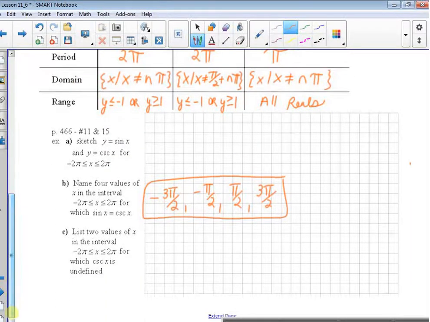And then list 2 values for which cosecant x is undefined. Well, there were a bunch of them. There was negative 180 or negative pi, 0, pi, any multiple of that, negative 2 pi, 2 pi. You could choose any 2 of those.